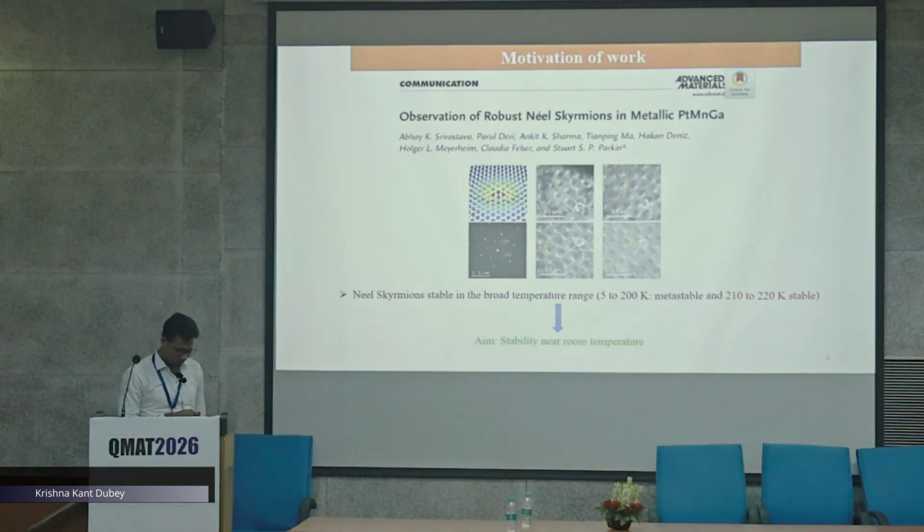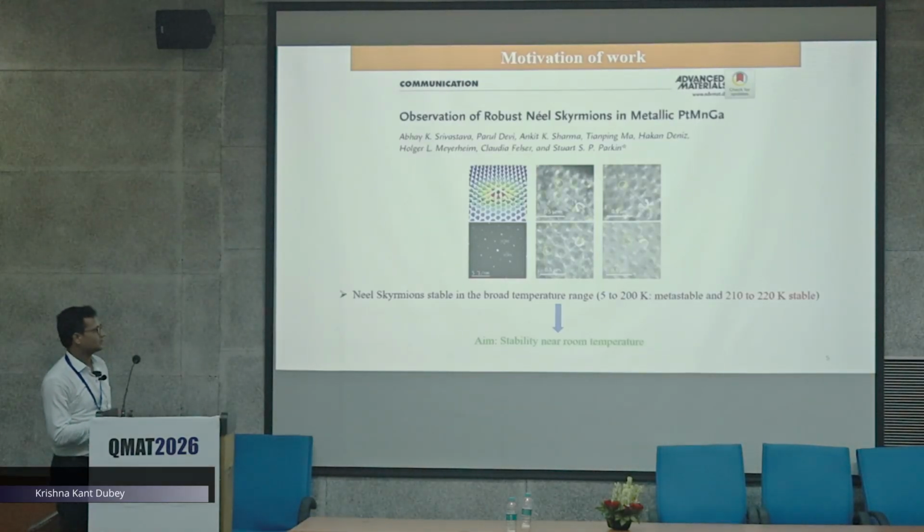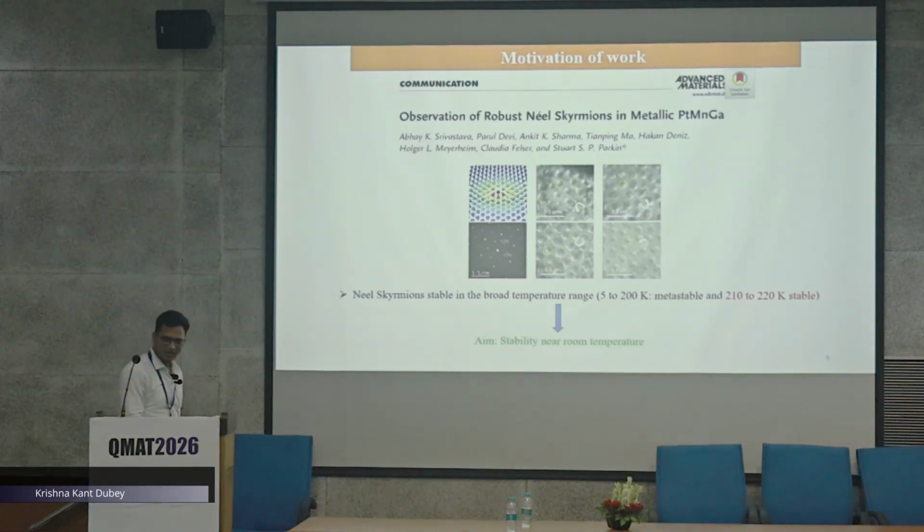So recently there is one report in the literature on the PTM-NGS system which shows that the Neal-Skyrmion is stable in a broad temperature range from 5 Kelvin to 220 Kelvin, and it is more stable thermodynamically between 210 Kelvin and 20 Kelvin. So our aim is to stabilize the Skyrmion around room temperature.